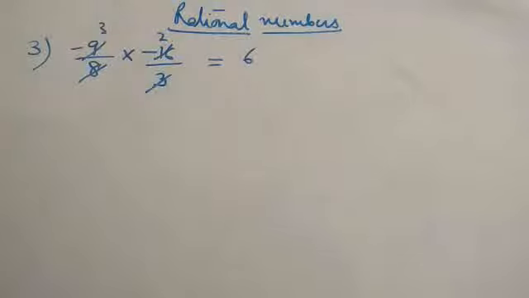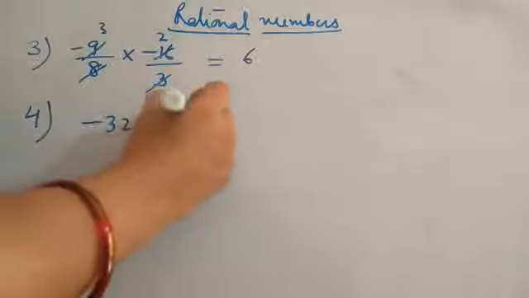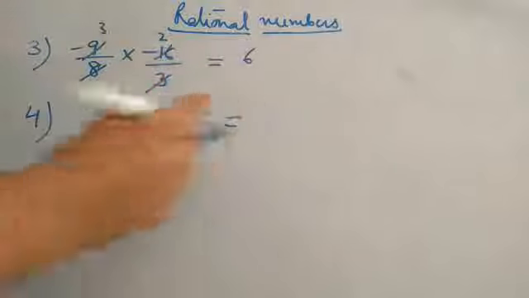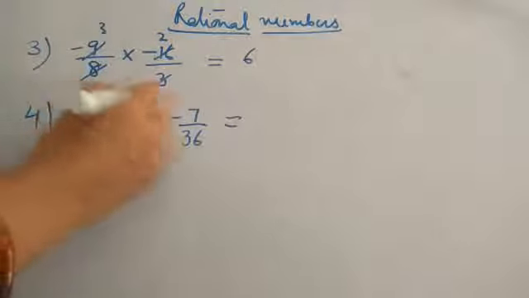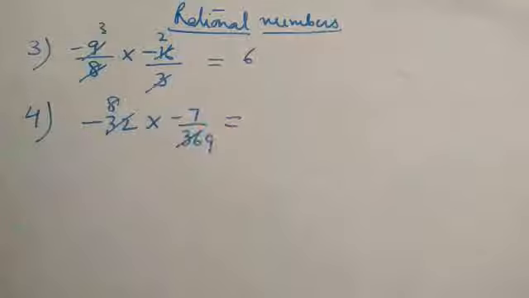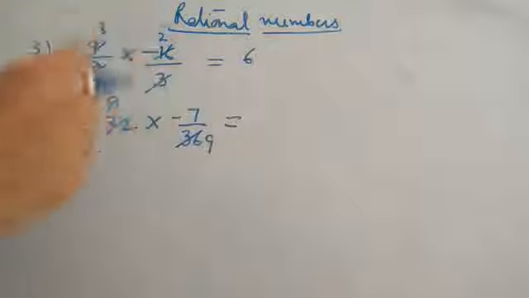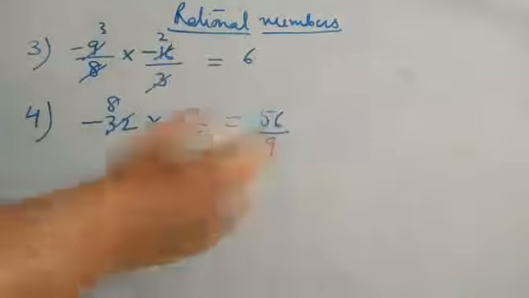Okay. One more example. Example number 4. Minus 32 into minus 7 upon 36. Now see, you can cancel 32 and 36 by some number. By 4 let us do. 4 8s are 32, 4 9s are 36. Okay. Now no number can be cancelled. You can see minus into minus is plus. 8 7s is 56 upon 9.